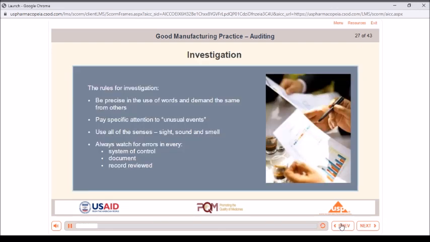Investigation. The rules for investigation. Be precise in the use of words and demand the same from others. Pay specific attention to unusual events. Use all of the senses: sight, sound, and smell. Always watch for errors in every system of control, document, and record reviewed.